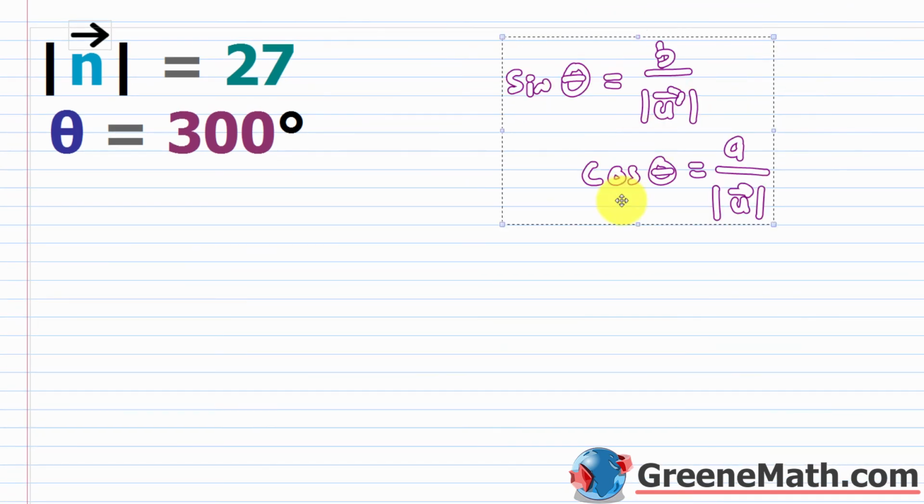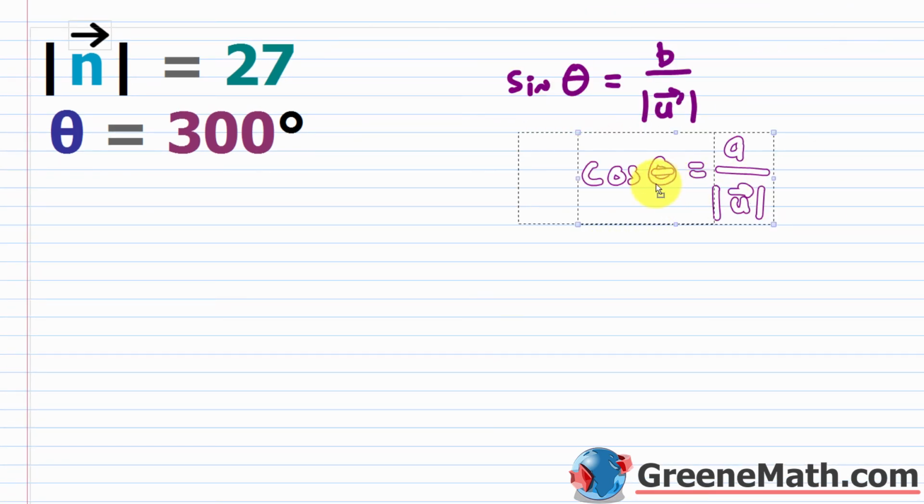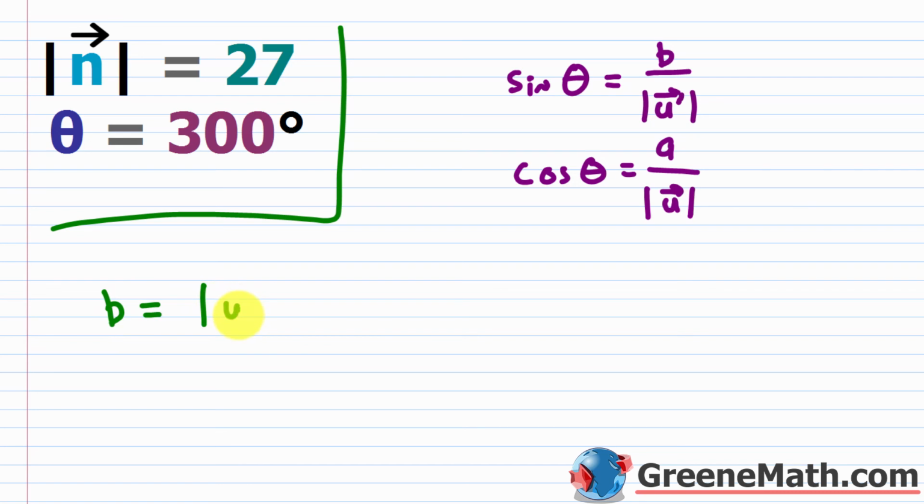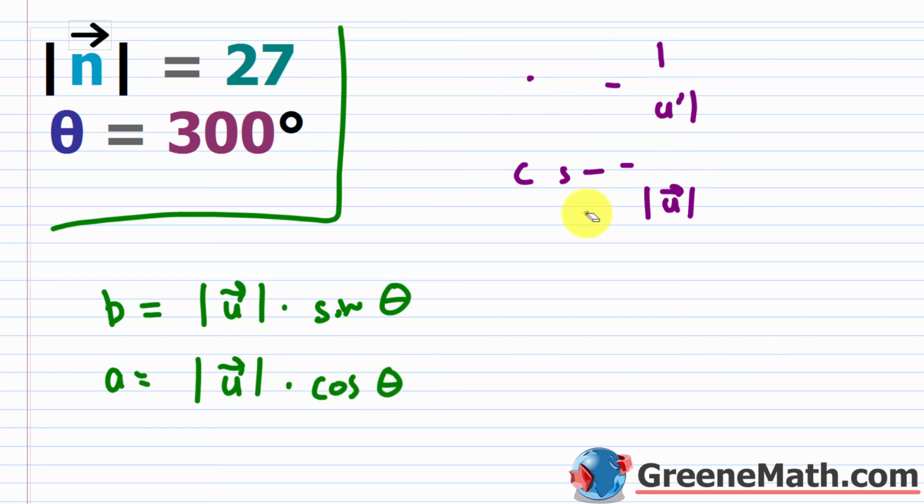So let me just paste this in here, and let me drag this over a little bit. We can solve this for a and b to come up with a nice little formula to use here. So basically, if I multiply both sides by the magnitude of this vector u, you're going to see that b is equal to the magnitude of this vector u times the sine of this direction angle theta. Then here, a is equal to the magnitude of this vector u times the cosine of theta. Let's get rid of this. Now we have a little formula to use.